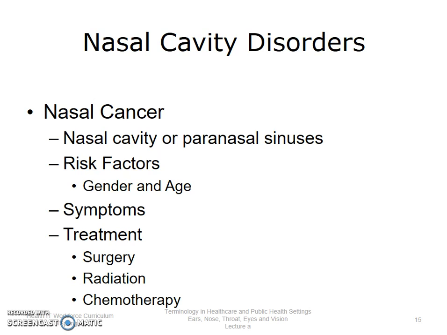Cancer of the nasal cavity and paranasal sinuses is rare. Men are more likely than women to develop paranasal cancer, and most patients are older than 45. Infection may eventually become a symptom, but there may be no symptoms at first, making it hard to diagnose in the early stages. Treatment options include surgery, radiation, and chemotherapy.